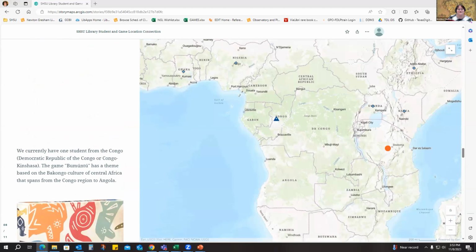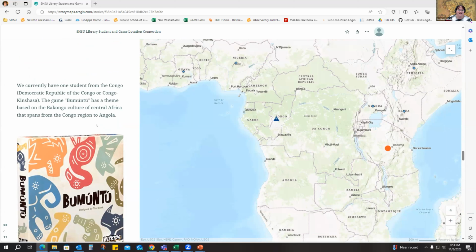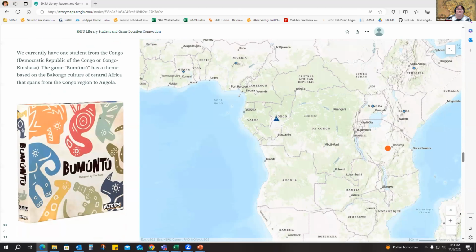Next, we have the Democratic Republic of the Congo. There were several names on some of these when I looked them up to try to get the correct thing. One of them was Congo Kinshasa, and there was another one I didn't write on here. But the Bumantu game is themed with the Bakongo culture, which is in Central Africa, and it spans from the Congo to Angola. So it goes across, but I decided to put it in Congo since we actually had a student from there, and I was like, okay, that's going to work. It's a game that we now have. I haven't gotten to play this one, but I do want to, pretty much with all of them.